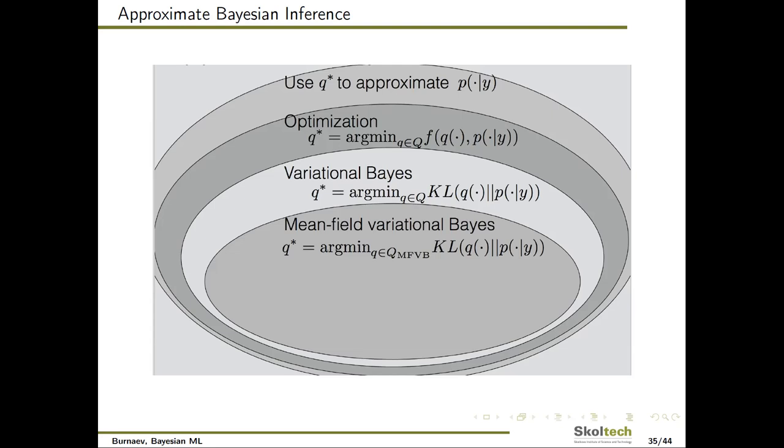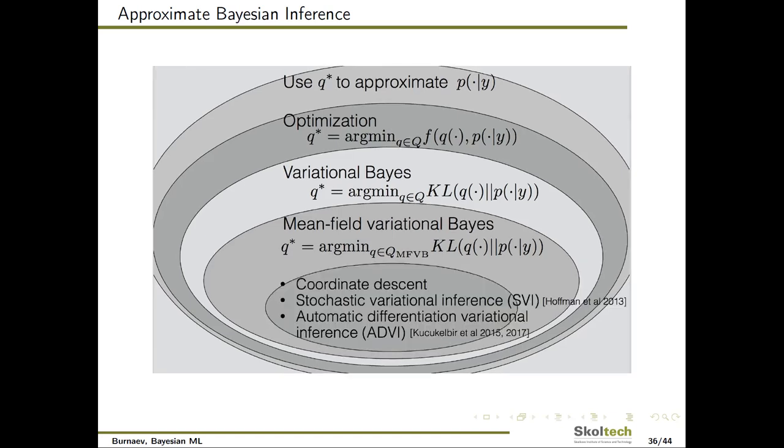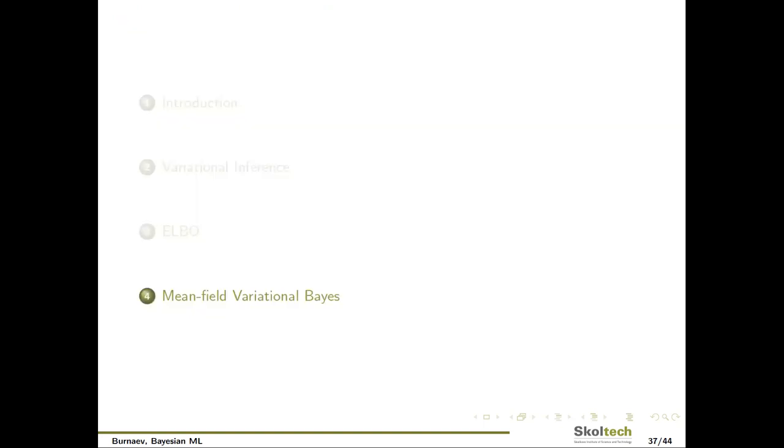And if we specify a particular divergence, particular f-divergence, we get variational Bayes. And if you say that we have this factorization assumption for Q, you get mean field variational Bayes. So it's a hierarchy, and there are a lot of approaches at each level of this hierarchy. But this one is one of the most successful. So we consider it. And we will try to cover some approaches that deal with this mean field variational Bayes. And I hope you have some questions. So let's go try something.